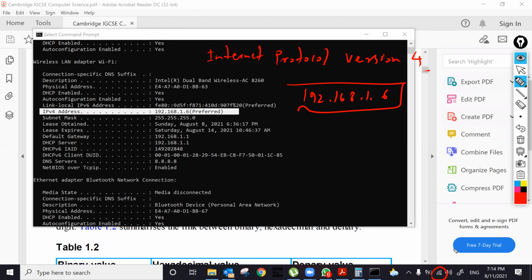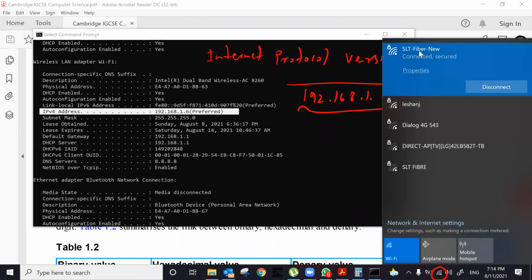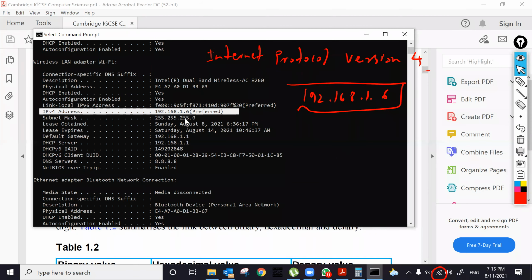See, I will show you. SLT fiber. I am connected to my SLT fiber now. That means I am using the router. My laptop is connected to my Wi-Fi router, which is SLT fiber. From the router, they have given the IP address, the unique address, assigned to my laptop. Okay, now you are accessing the internet. Let me give the IP address to you. It assigned 192.168.1.6. This is the address.